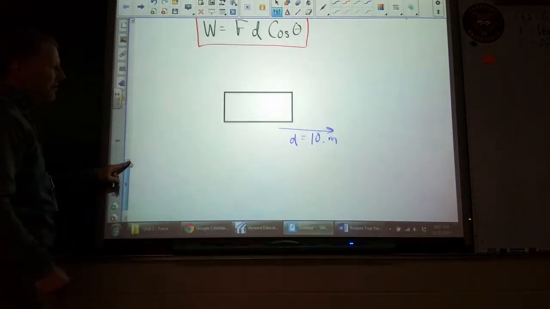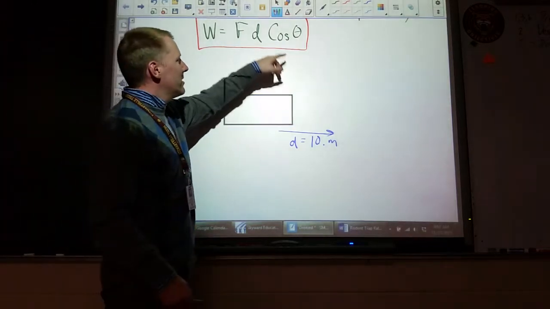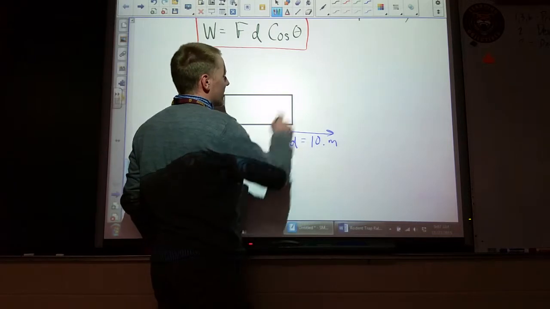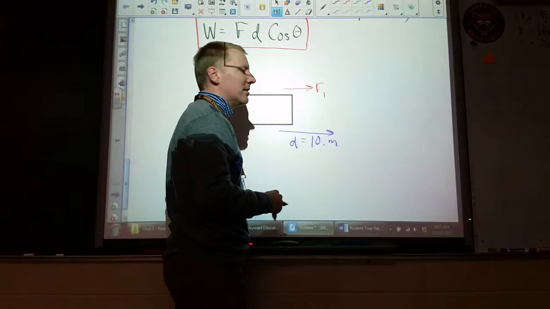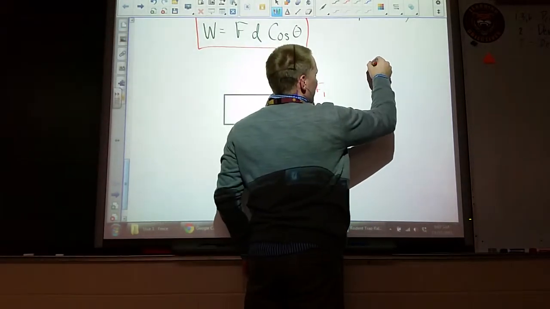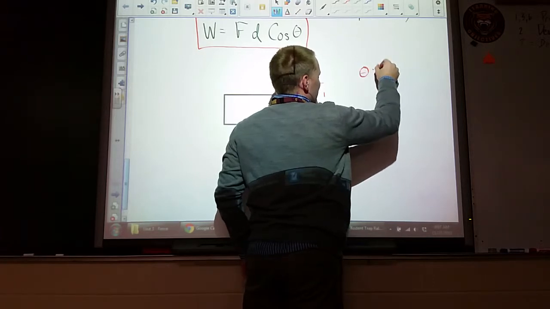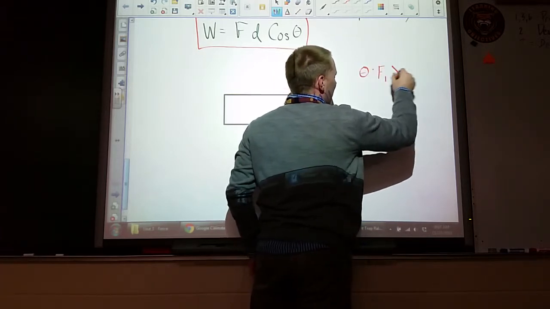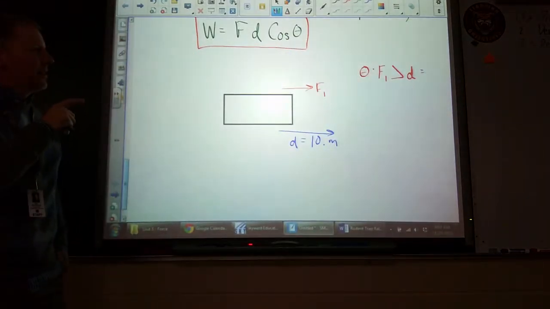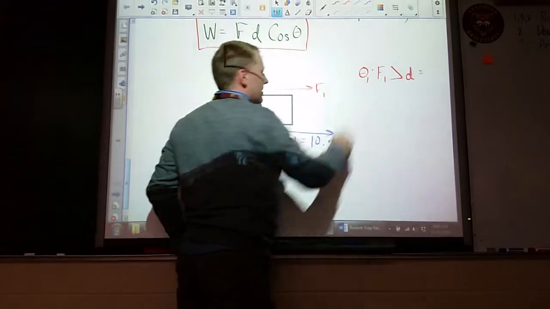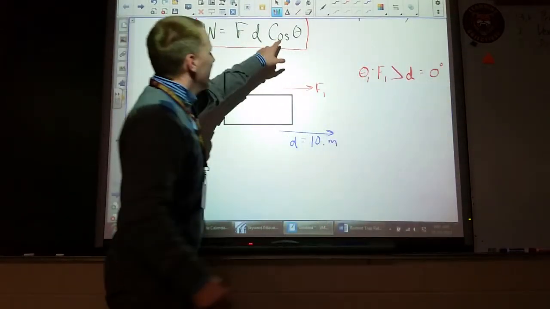But now, let's see what would happen in different directions. We saw that if we pull it straight, well, let's take that for a moment. If we say F1 is in this direction, how can we write this? The theta, which is the angle between F1 and D. What would theta equal in this case? 0. Going the same direction, right? What's the cosine of 0?